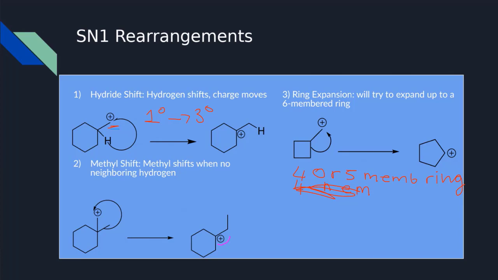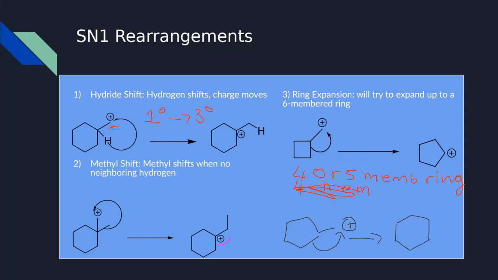So a 5-membered ring is more stable than a 4-membered ring, but also if you see a 5-membered ring in the same position, the same idea applies. We're going to see the same breakage occur until we can form a 6-membered ring.